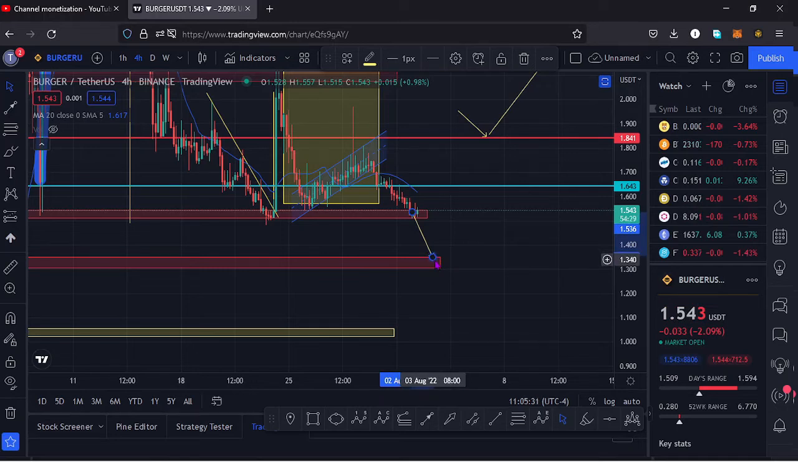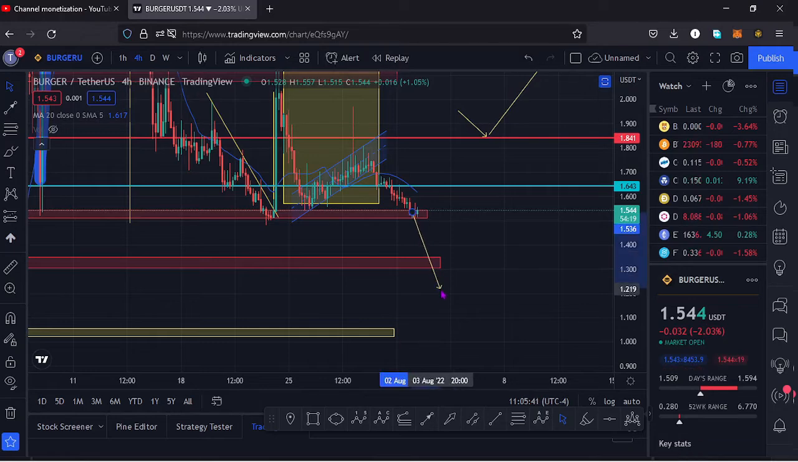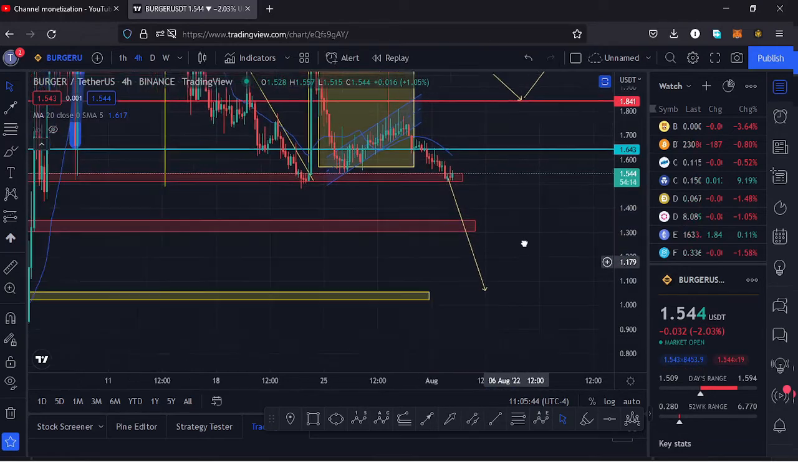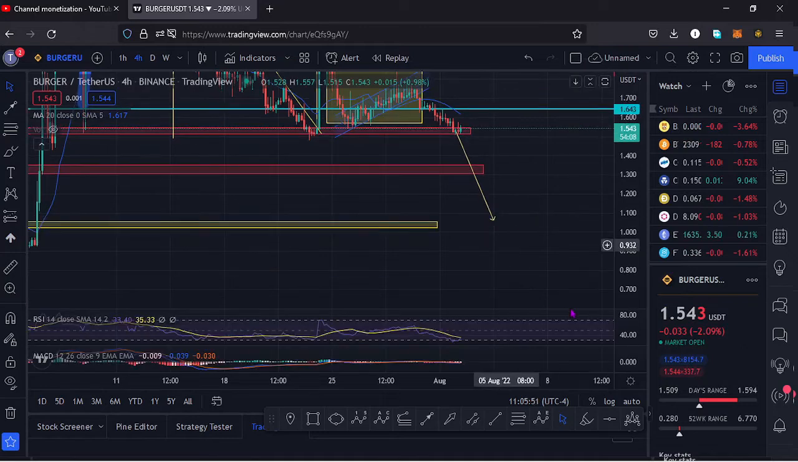At that point maybe we might find support and then have a massive bounce to the upper side. And in case we also lose that key area of support, then the worst case scenario for Burger will be playing out, because I will expect us to go to around the $1 mark, where we have our next key area of support.